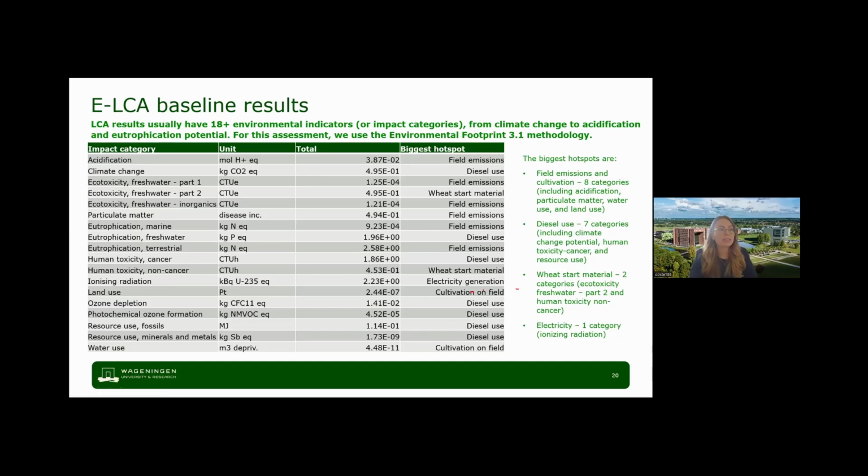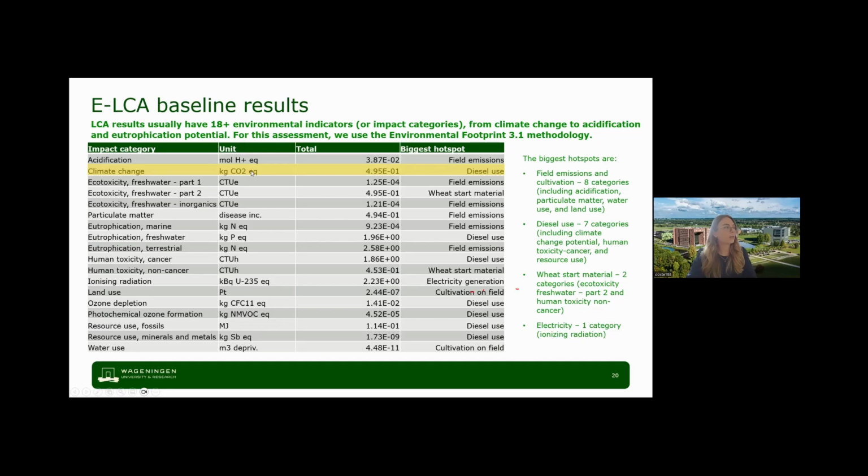Usually it ranges from climate change to acidification, eutrophication potential, etc. And as said on the right-hand side, we walk you through the biggest hotspots. So we can walk through the field emissions and the cultivation. Also, the diesel use is quite a hotspot, and the starting material and electricity. So as you see here in this table, this is the sum, the overall impact on these impact categories. But of course, there are different processes contributing to these. So it's good to go a level deeper to see what exactly is contributing to it. So let's go to an example.